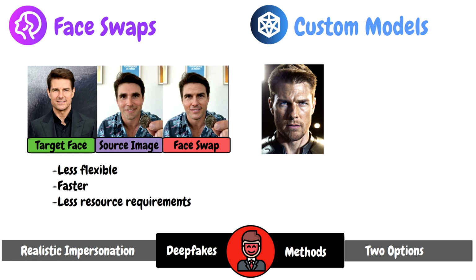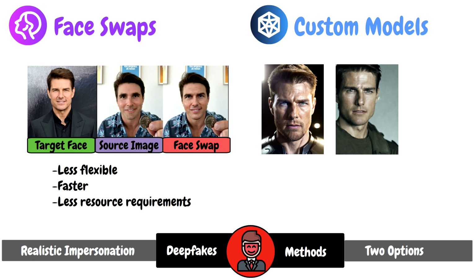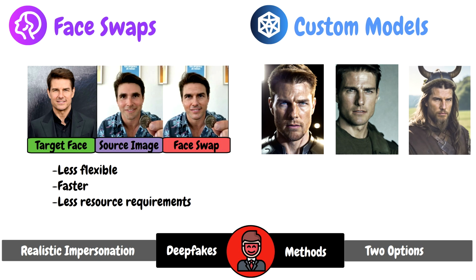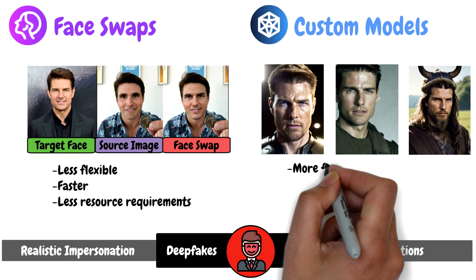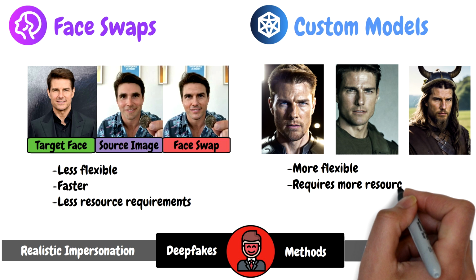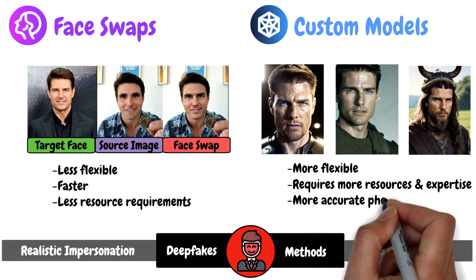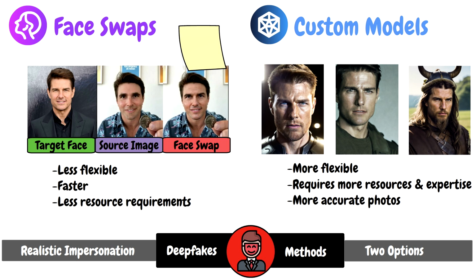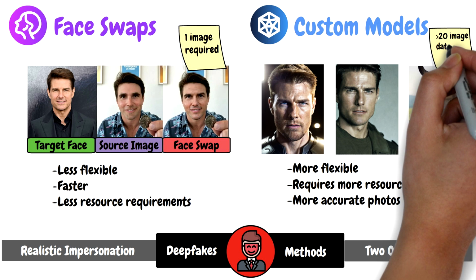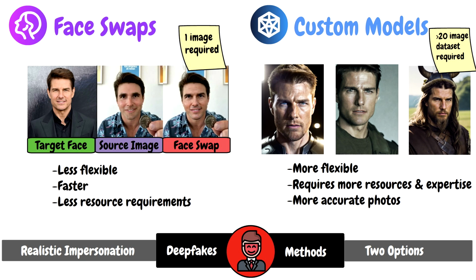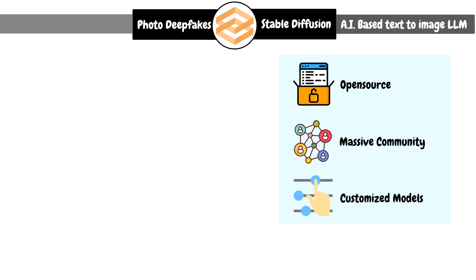Custom models, however, are extremely flexible because instead of swapping out the face from one image to another, you're creating an entirely new image in virtually any style or position you desire. Using generative AI, custom models take more time to create, expertise, and resources compared to face swapping methods, making it the ideal choice in the world of deepfakes, and this is where we'll focus for the rest of this video.